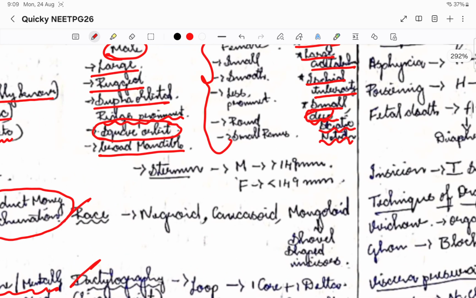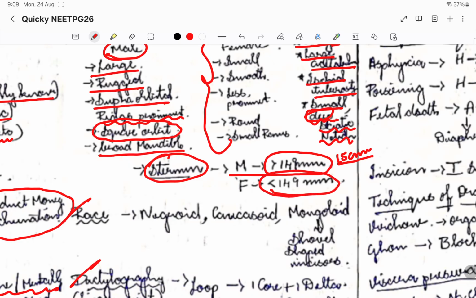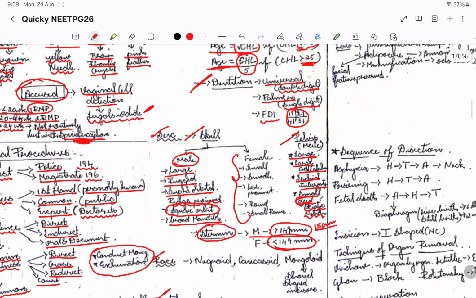Okay, then coming to one more. For example, if we get a sternum, the general rule is that a male sternum will be more than 149 millimeter, meaning it will be more than 15 centimeter, right? So a male sternum will most probably be more than 15 centimeter, whereas a female sternum will be less than 15 centimeter. Okay, so please remember this with regards to sternum.